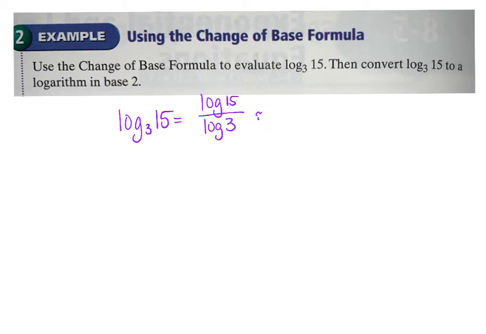And if I round that, I should get 2.465. Meaning 3 to the 2.465 equals 15. That's what that means, okay? So what I just figured out is 3 to the 2.465 should equal 15, okay? That's what I've just solved for.